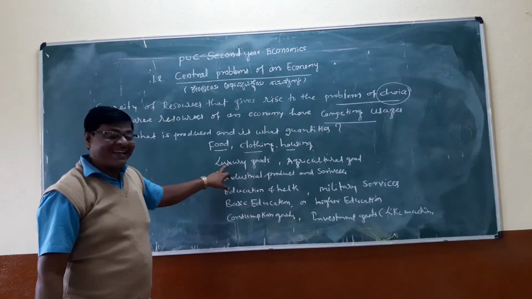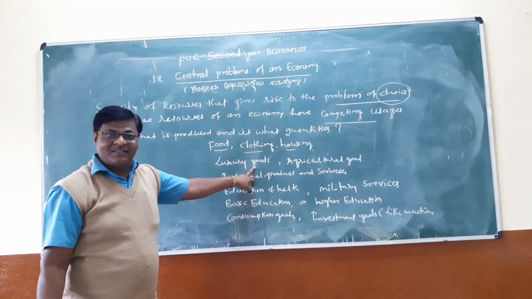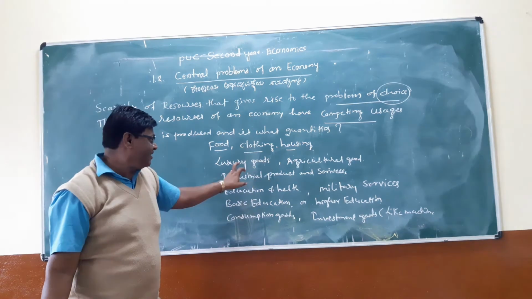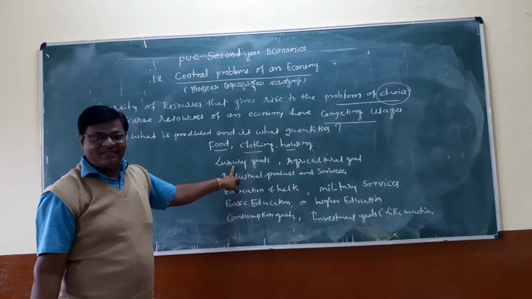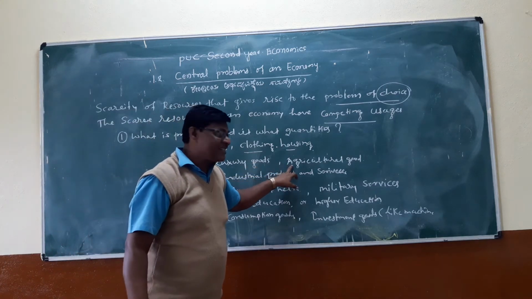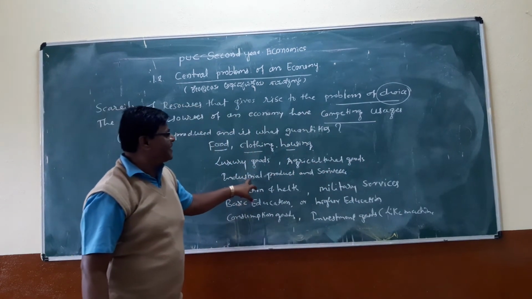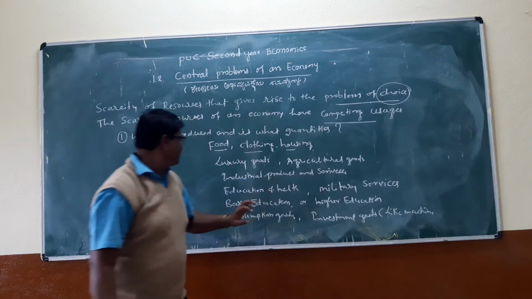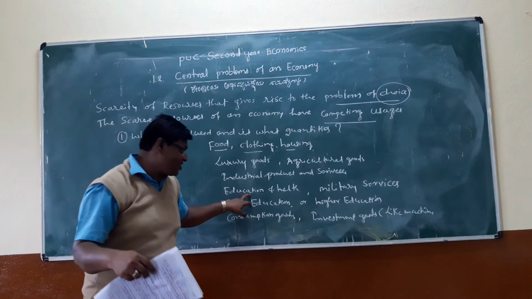Whether to produce more of luxury goods, meaning cars, vehicles, TV, fans, watches, mobiles. These are the luxury goods. Or to produce more agriculture goods, or more industrial products and services, or to use more resources in education and health.